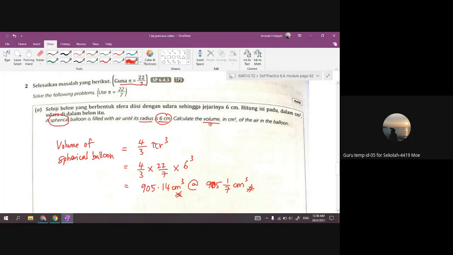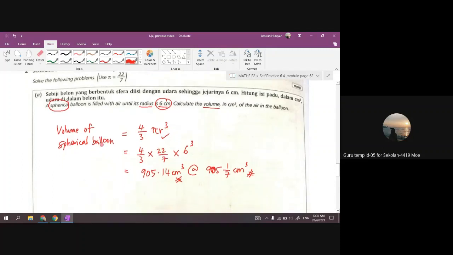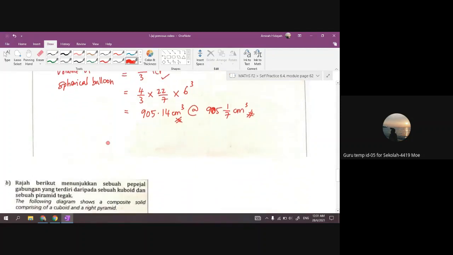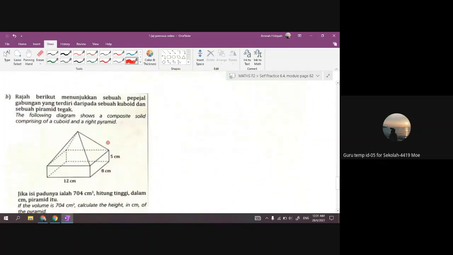Okay. Ya, dia terus minta cari volume terus. Okay, so guna je lah, plug in je lah the values into this formula of volume for sphere. Okay, since the balloon, bentuk dia adalah spherical, okay, sphere. Okay, B.